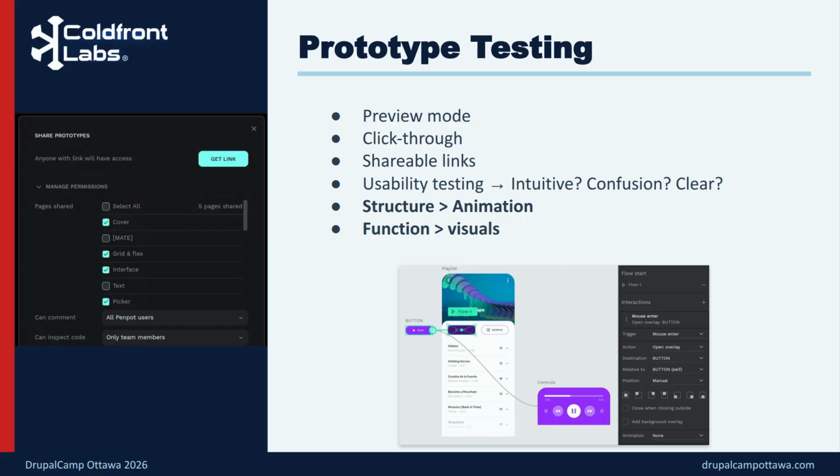So we have a few options for this. First, you would go to preview mode, which looks like a little play button right over there. And then preview mode would allow designers and teams to interact with their prototype, almost like it's a real application. This connects to click-through testing to identify friction points.